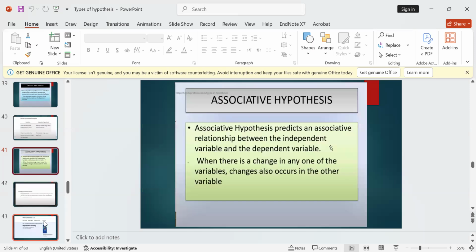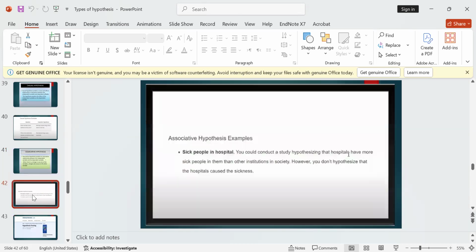Associative hypothesis. Associative hypothesis predicts an associative relationship between the independent variable and the dependent variable. When there is a change in any one of the variables, changes also occur in the other variable. For example, sick people in a hospital. You could conduct a study hypothesizing that hospitals have more sick people in them than other institutions in society. However, you don't hypothesize that the hospital caused the sickness.